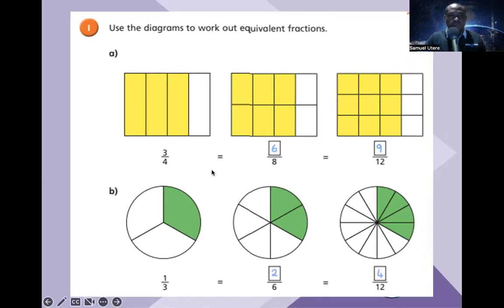Here you were asked, so this is showing 3/4. You were asked to use the diagram to work out equivalent fractions. This is clearly 6/8. Okay, so you can see there are 8 rectangles, 8 boxes, out of which 6 are shaded. And here are these. So these are pretty straightforward questions that you could have got right. So celebrate your success. However, if you got it wrong, do not despair. Do not lose hope. Just keep working hard. You'll get better at it.